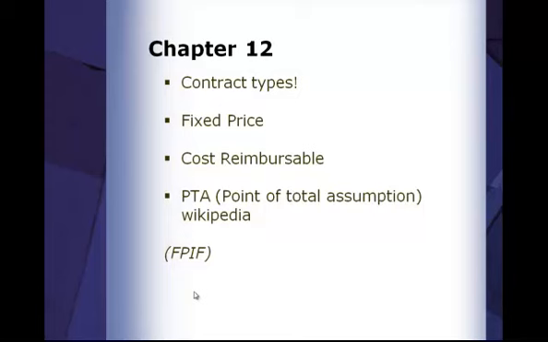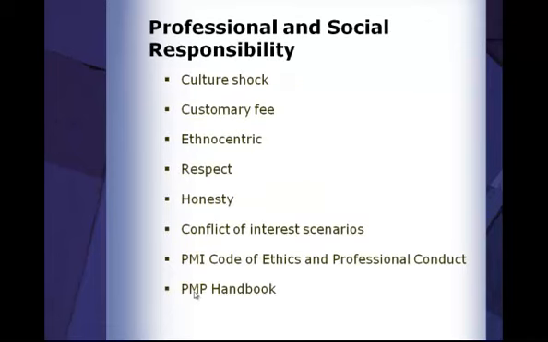Understanding that the buyer would like to fix the price down and that's what works best. Know that. So that's chapter 12 at a high level, but the contract types, fixed price, cost reimbursable, T&M, know those in and out and all the variants of the cost reimbursable, all the variants of the fixed price contracts. Very important.